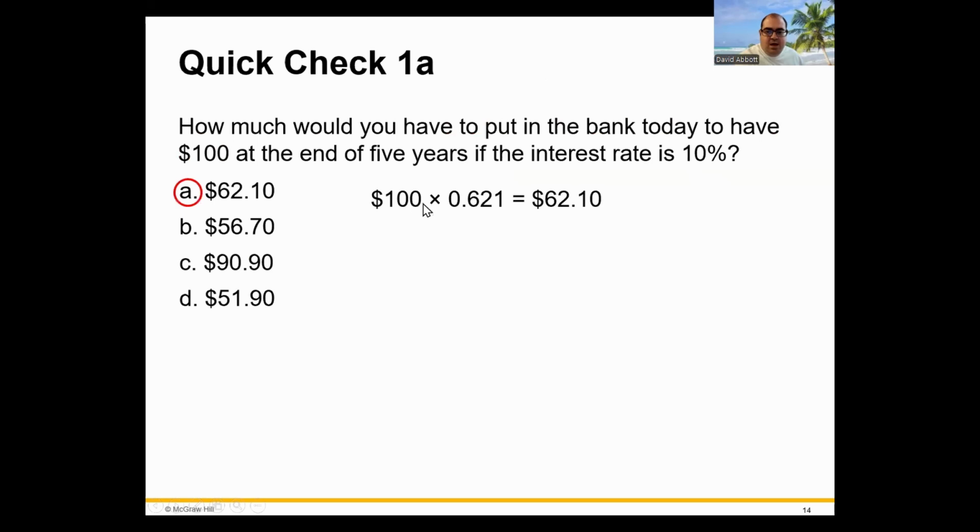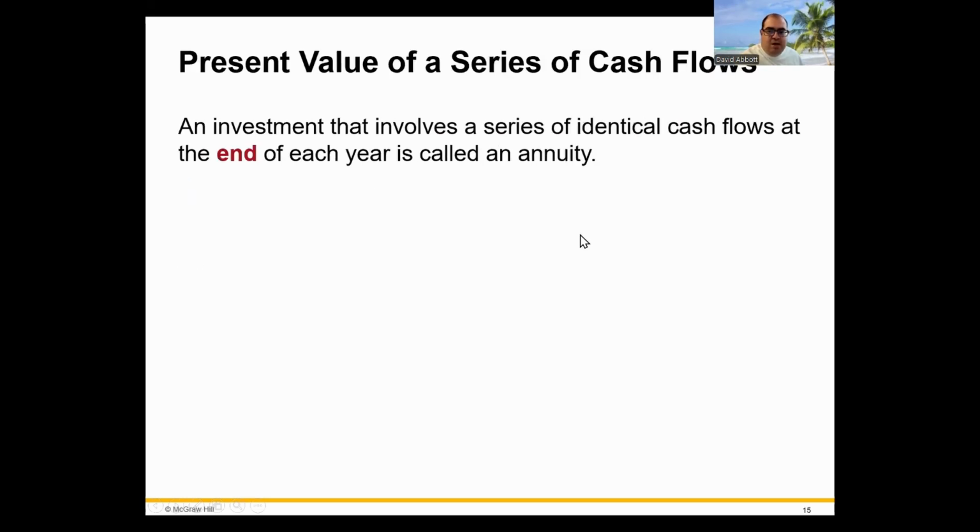So again, to do this, we want to find out how much we'd have to put in. If we look at that table, the factor comes out to 0.621. So if we multiply 100 by 0.621, we're going to come out with $62.10. All right, the present value.